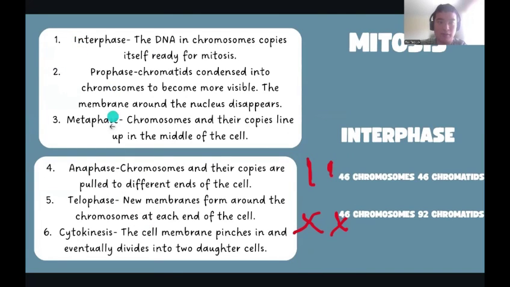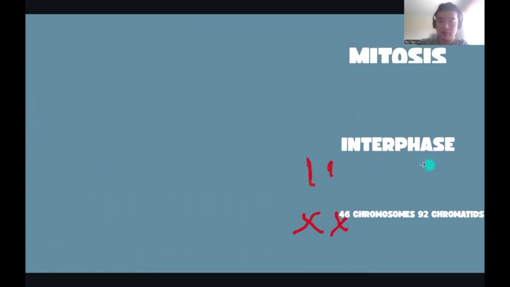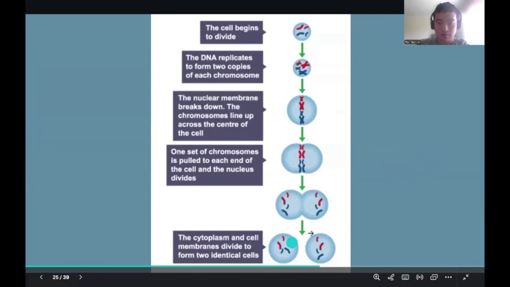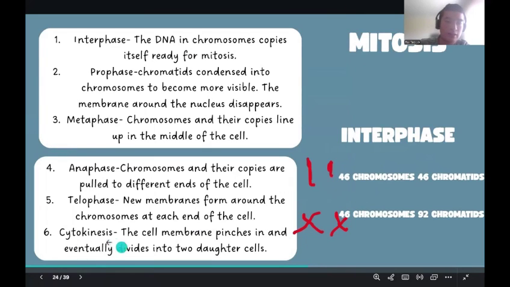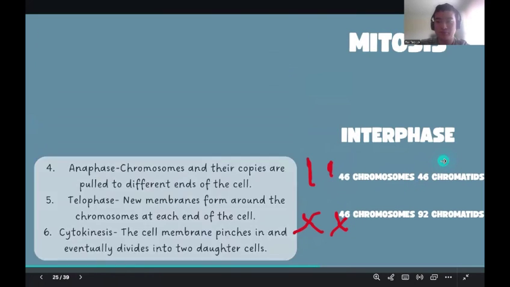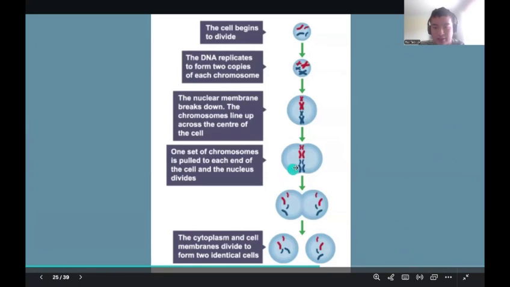So interphase, prophase, metaphase, anaphase, put to different ends. Telophase, new membranes form around the chromosomes at each end of the cell. So here is forming the cell membrane and then trying to separate it into two cells. Cytokinesis, the cell membrane pinches in and eventually divides into two daughter cells. So here the cell membrane has completely divided into two.